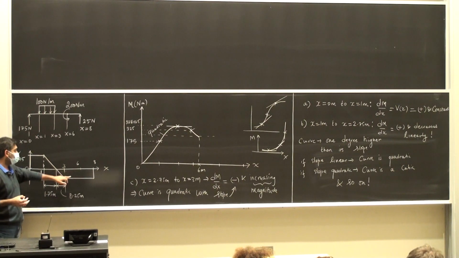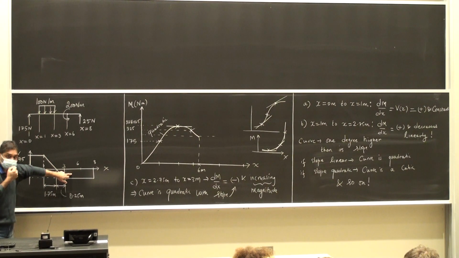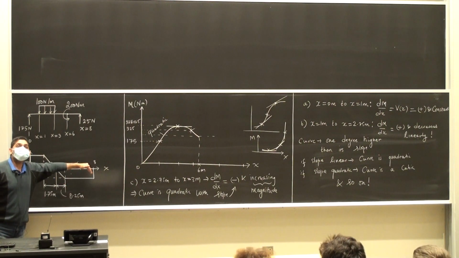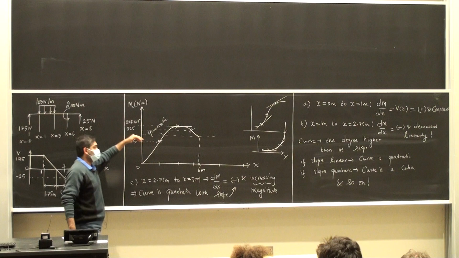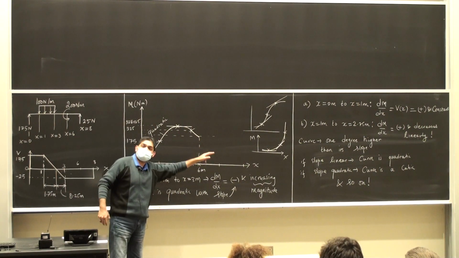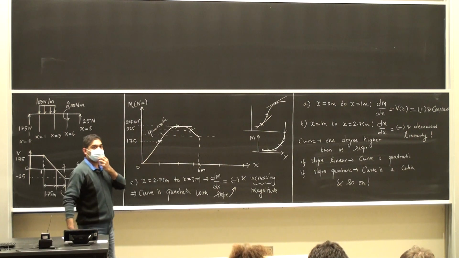And as I go from x is equal to 3 to x is equal to 6 meters, the shear force is negative and constant, which means that the slope of the bending moment is negative, so it is falling down. And it's a constant slope, which means it's a linear curve. Okay.